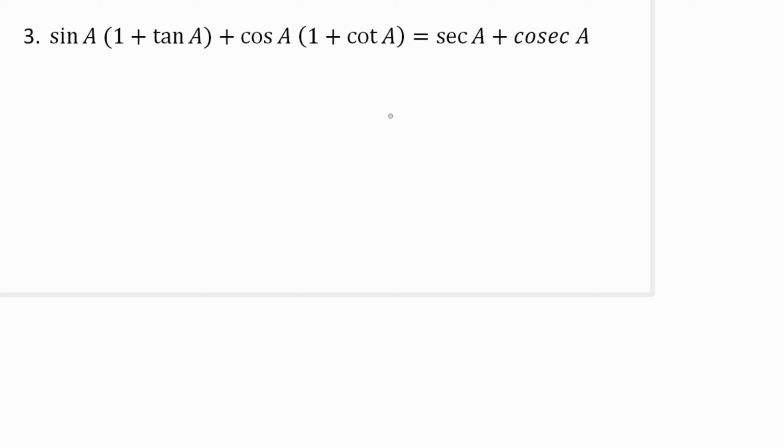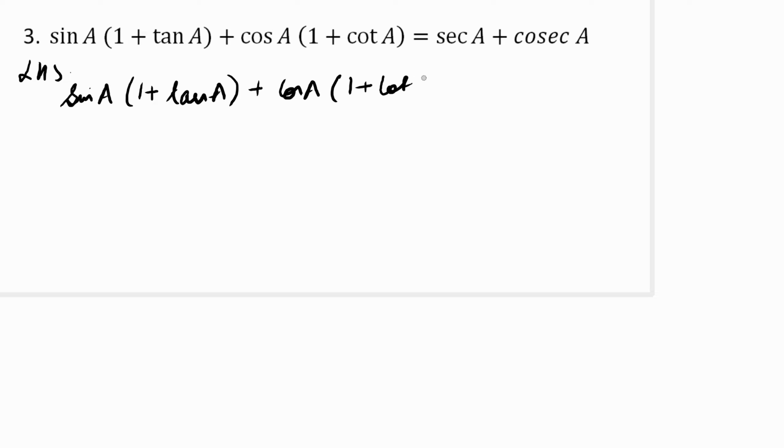In this one, what are we left with? We have sin theta into 1 plus tan theta plus cos theta into 1 plus cot theta is equal to sec theta plus cosec theta. Okay, so we'll start with the left hand side again, and we'll write sin A into 1 plus tan A plus cos A into 1 plus cot A.